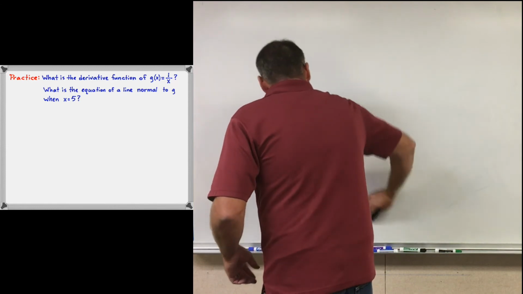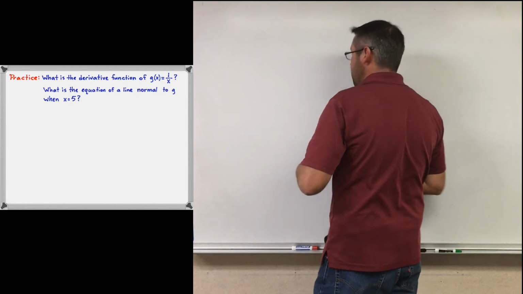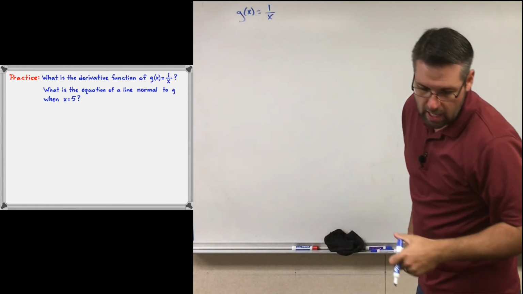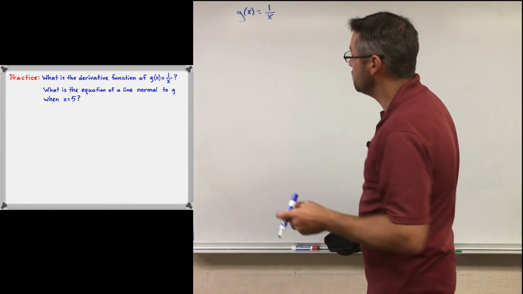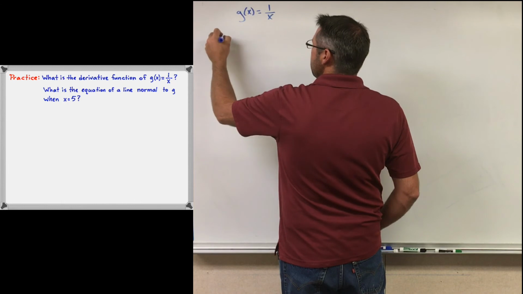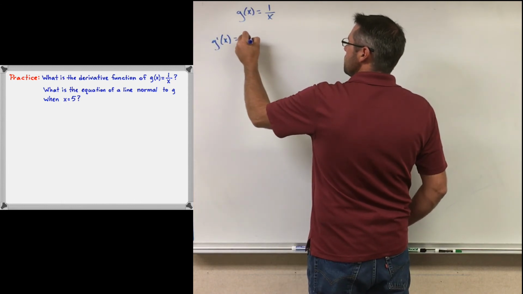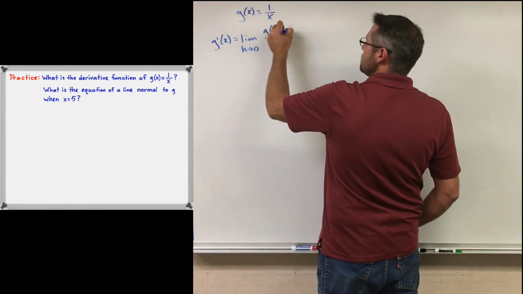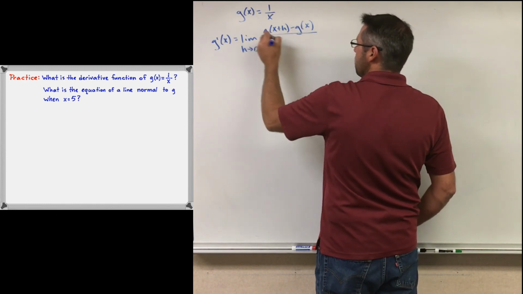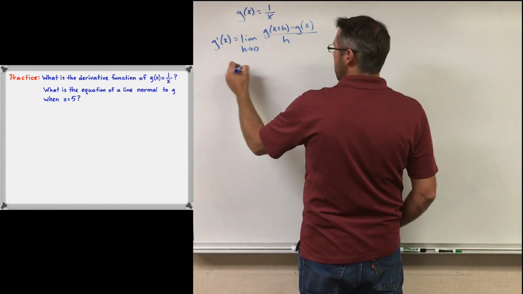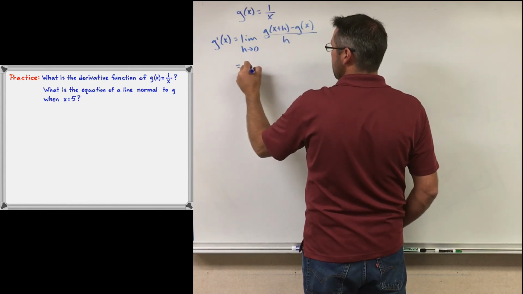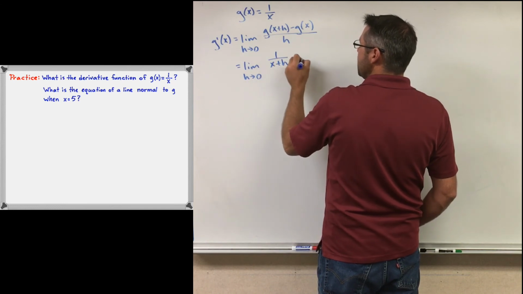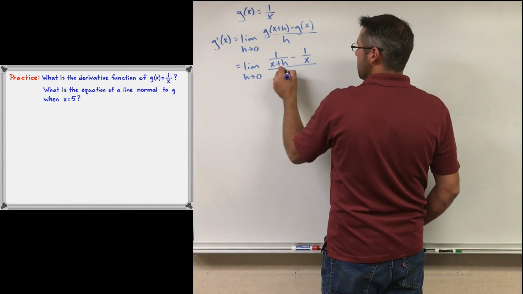All right. For the derivative of g, we know that g of x is equal to 1 over x. Okay? And we are looking for the derivative function, so we are looking for g prime of x. And so we'll plug that into our difference quotient, limit as h approaches 0, of g of x plus h minus g of x all over h. And then we'll go ahead and plug x plus h in. So we got limit as h approaches 0 of 1 over x plus h minus 1 over x all over h.